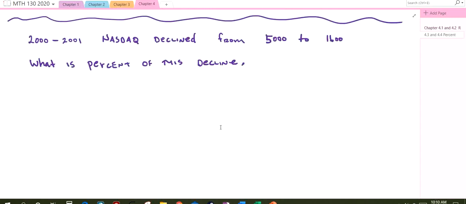Okay, one more. We don't have a lot of time. We'll see how far we can get through it. But 2000 to 2001, NASDAQ declined from 5,000 to 1,600. What is the percent of this decline?